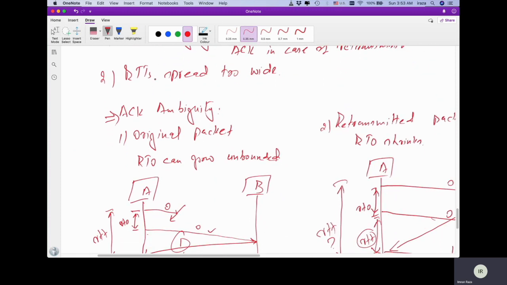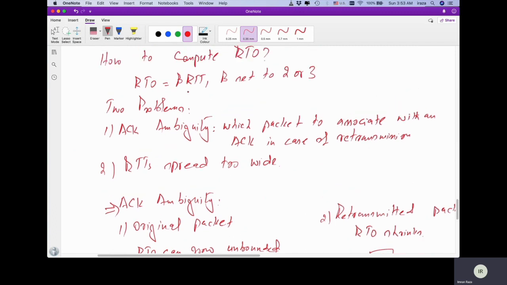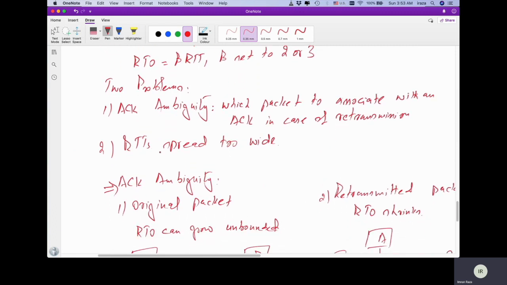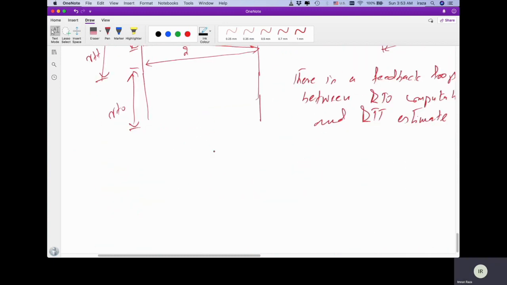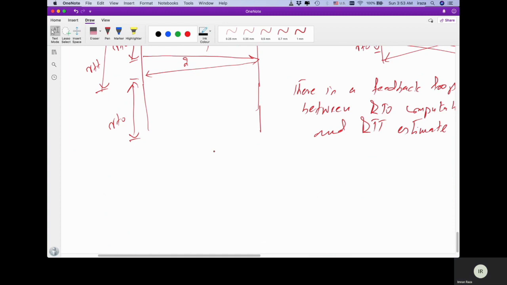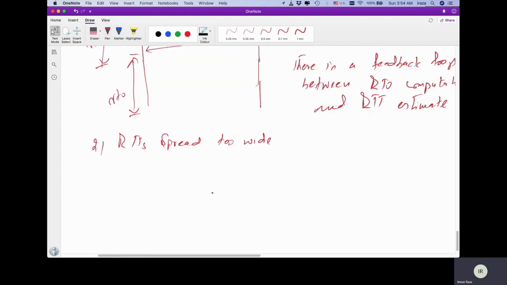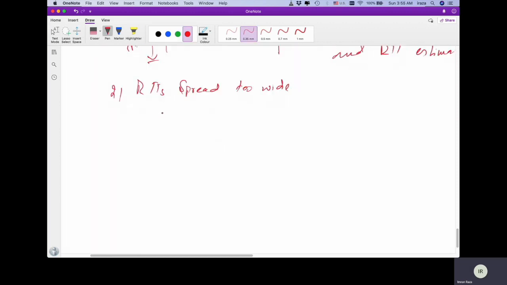What is the second problem with this RTO calculation based on RTT? That is, the round trip time spread is too wide. So the second problem is that the RTT spread is too wide. And what do you mean by this?